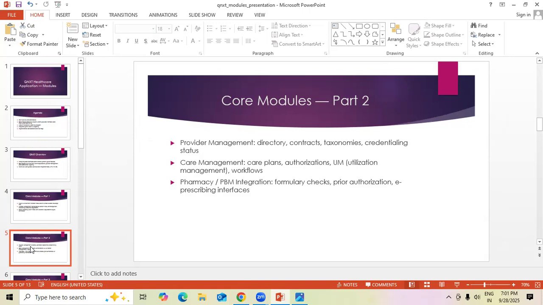You can consider that way. Next, care management. What are the different care plans we have and how are we managing these organizations? Utilization management, workflows. All these things will be part of care management.